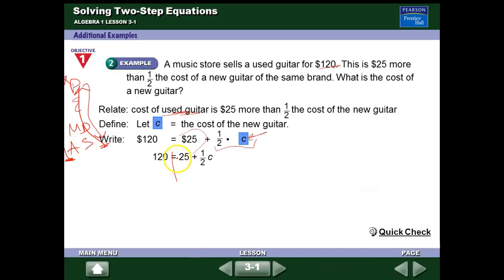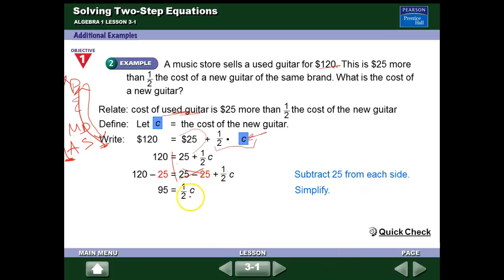So first thing I'm going to do, this says plus 25. So what's the opposite going to be? Minus 25. Whatever you do to one side, you got to do to the other. 120 minus 25 gives you 95. This is going to cancel, give you 0. 0 plus 1/2 c is just going to be 1/2 c. I need to get c all by itself. So what am I going to do? Well, I have 2 on the bottom. This is divide, so I'm going to multiply both sides by 2.